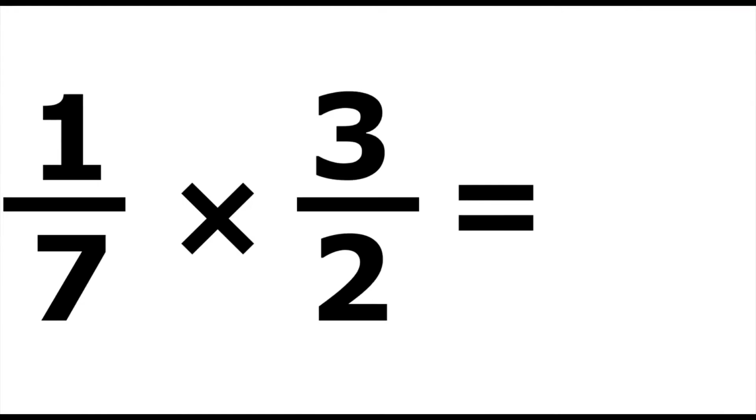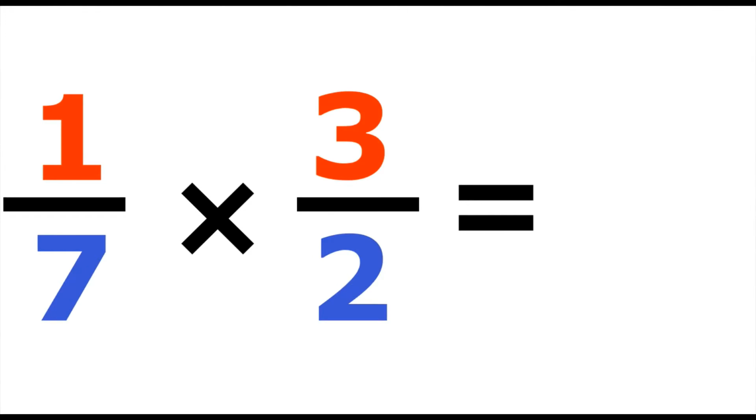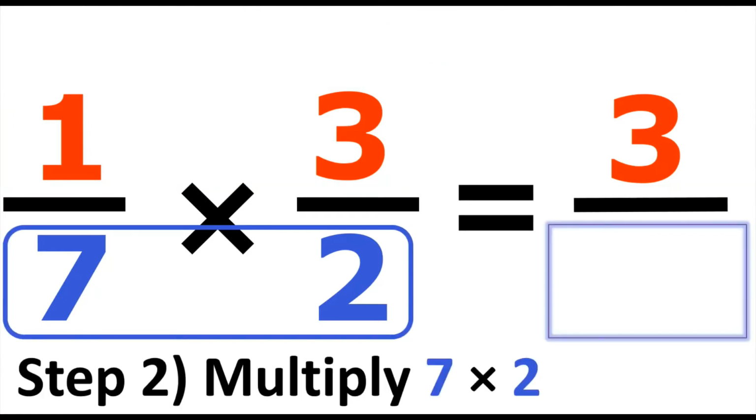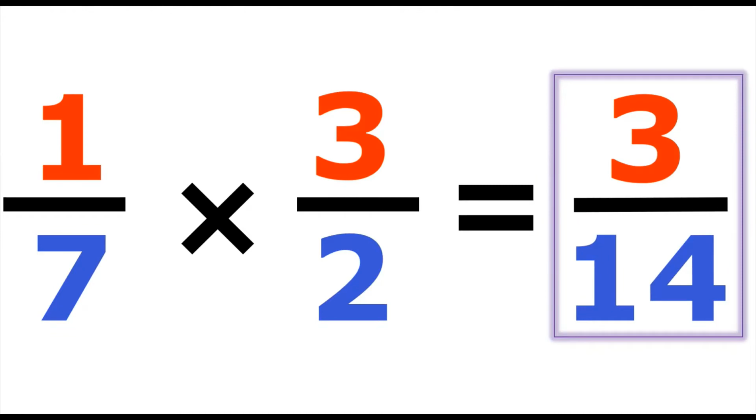Moving on to our fourth example. We have 1/7 times 3/2. Same thing, we have our numerators in red, our denominators in blue, and we go straight across, starting from our numerators. We have a 1 and a 3. So we multiply the 1 and 3 together, which gives us 3. And then we move on to our denominators. We have 7 and a 2. So we multiply 7 times 2 to get 14. So the answer is 3/14.